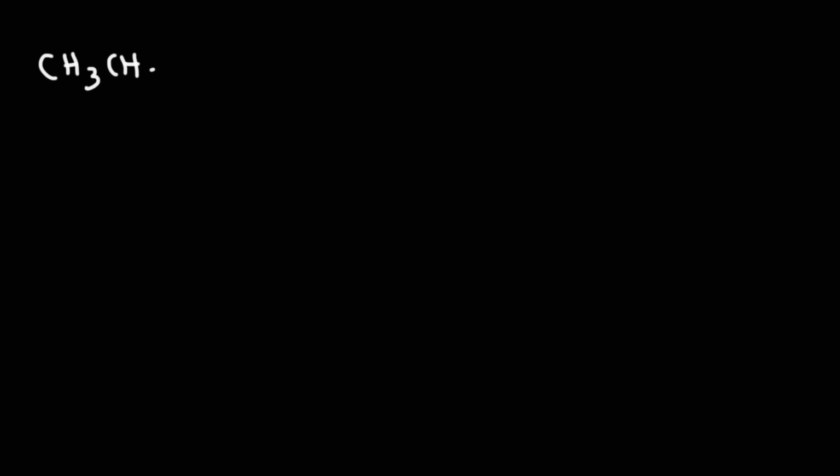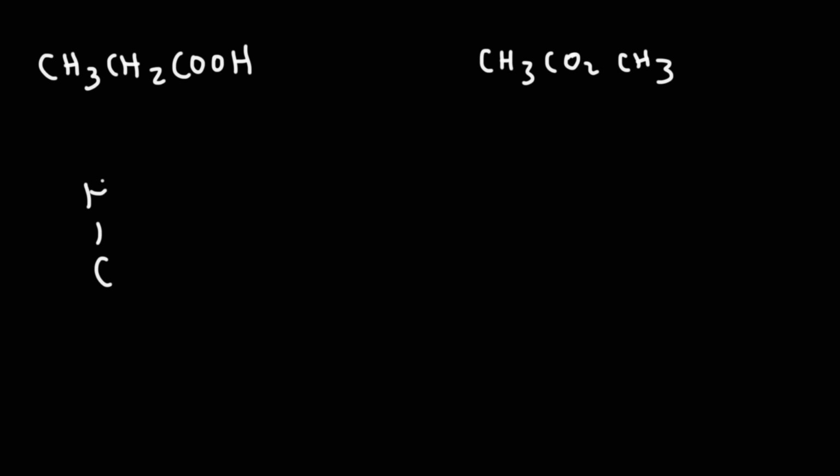Go ahead and try these 2 examples. Convert the condensed structure into a Lewis structure, identify the functional group, and name it if you want to. So here we have a CH3, which is going to be the same, and it's next to a CH2, a carbon with 2 hydrogens. And then we have a COOH group.